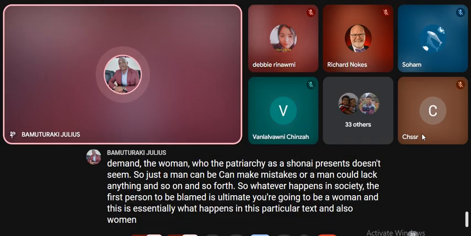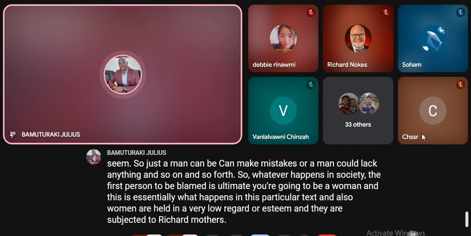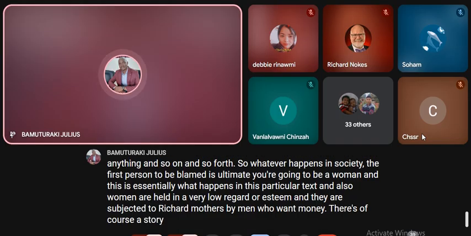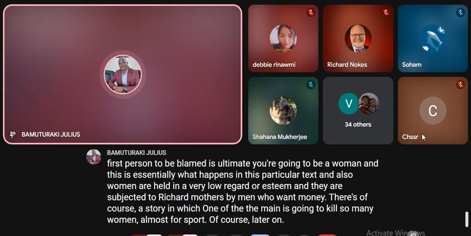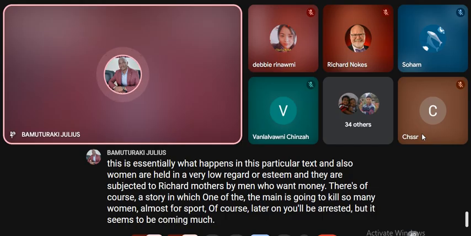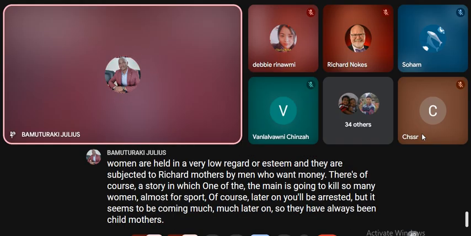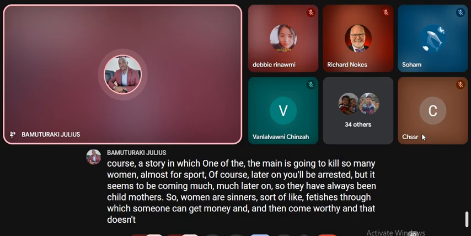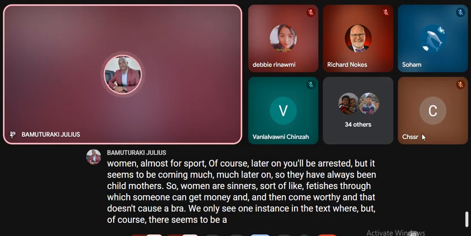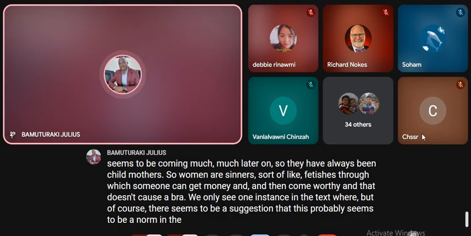And also, women are held in a very low regard or esteem, and they are subjected to ritual murders by men who want money. There is, of course, a story in which one of the men is going to kill so many women almost for sport. Of course, later on, he'll be arrested, but it seems to be coming much later on. So there have always been child murders. So women are seen as sort of like fetishes through which someone can get money and then become wealthy. And that doesn't cause uproar. We only see one instance in the text, but of course, there seems to be a suggestion that this probably seems to be a norm in the wider part of Nigeria.